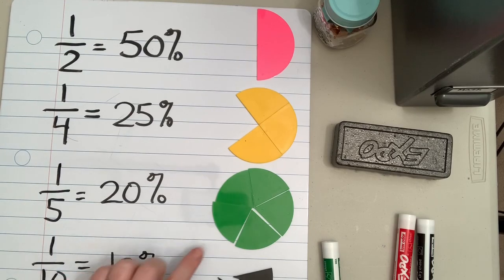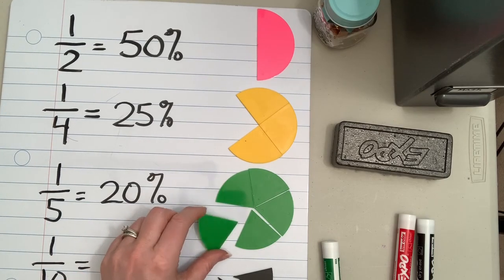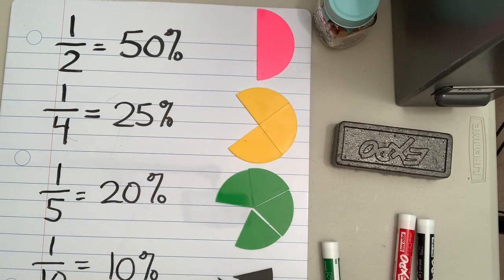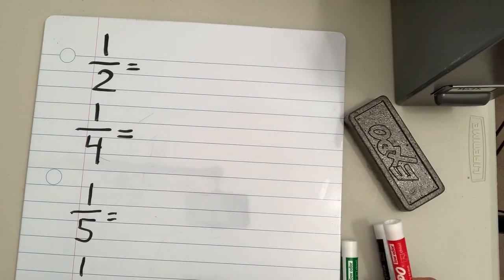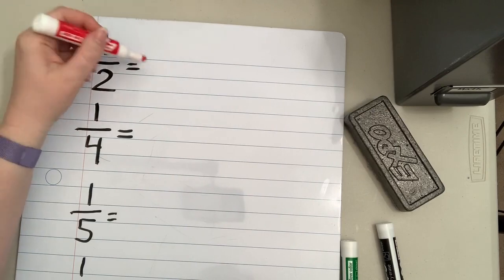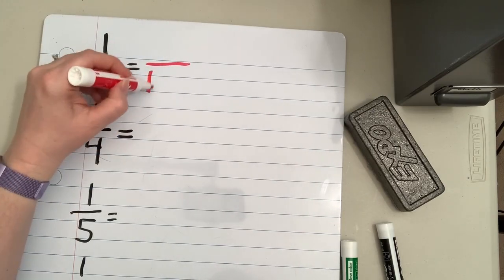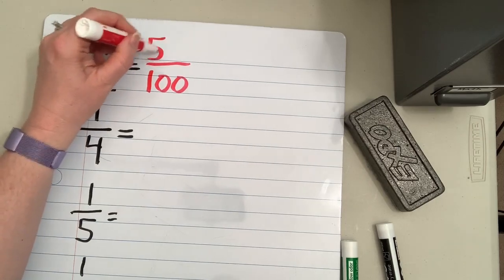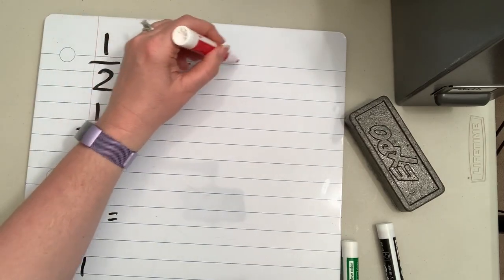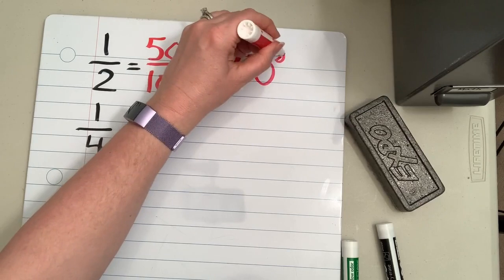And 1/5, if I take 1/5, it's the same as 20% of a number. And finally, 1/10 is the same as 10% of a number. If you're not sure how this works, let's look at it. First, when we're converting fractions to a percent, we have to convert them to 100ths. So this would be 50 100ths, which is the same as 50%.